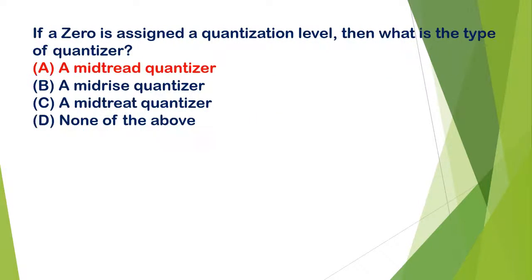All of the above. If a 0 is assigned a quantization level, then what is the type of quantizer? A. Mid-rise quantizer, B. Mid-tread quantizer, C. Mid-range quantizer, D. None of the above. And the correct option is A.